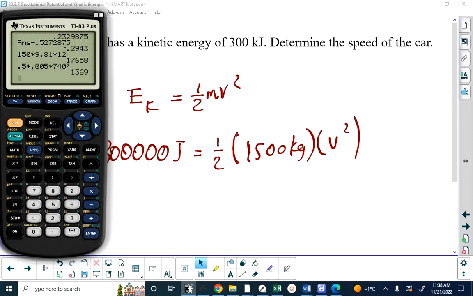Right? I need to take 300,000. To get rid of that 1/2 on the other side, I multiply by 2. To get rid of the 1,500, I divide by 1,500. I hit equals, and I take the square root of the answer to get 20 meters per second.